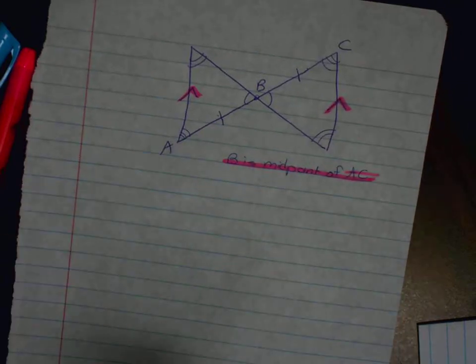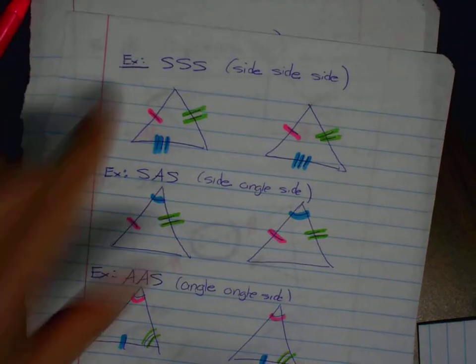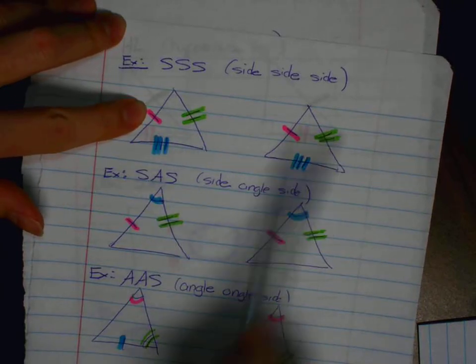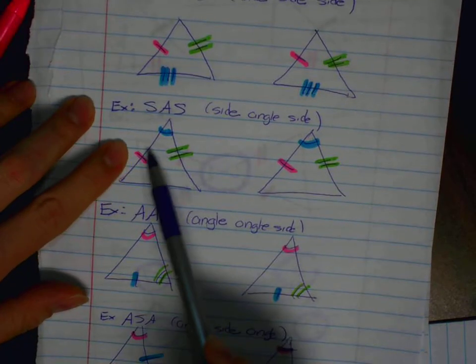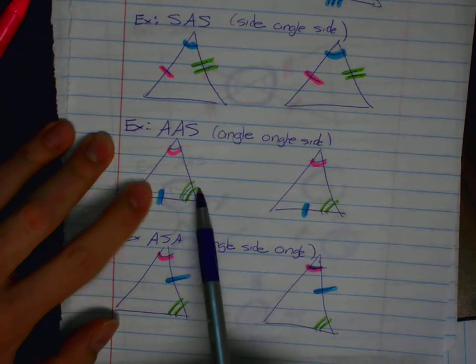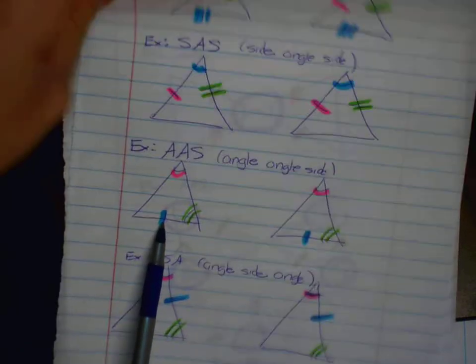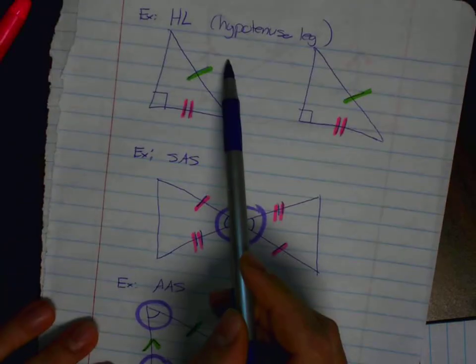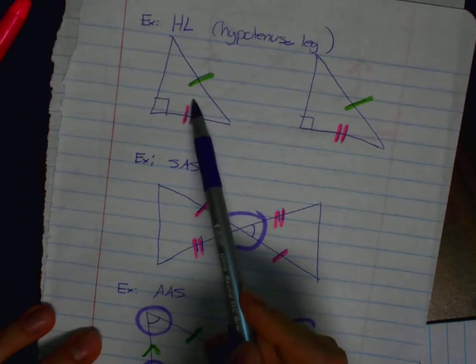So there's a lot you're going to have to look at and recognize on your own as you're proving them. So quick review. We have side, side, side. So you're looking at all three sides in one triangle being congruent to the three corresponding sides of the other. Side, angle, side: you've got two sides and the included angle. Angle, angle, side: you have two angles and a side that is not included. Angle, side, angle: two angles and an included side. And then you've got hypotenuse leg, which is the hypotenuse and one of the legs.